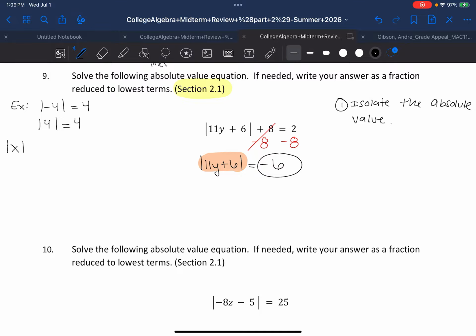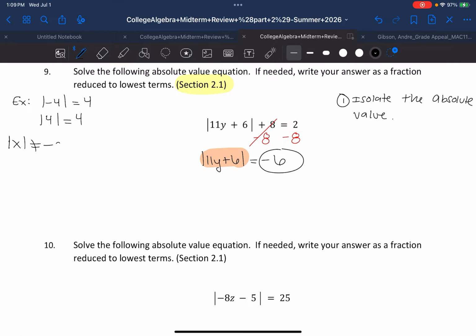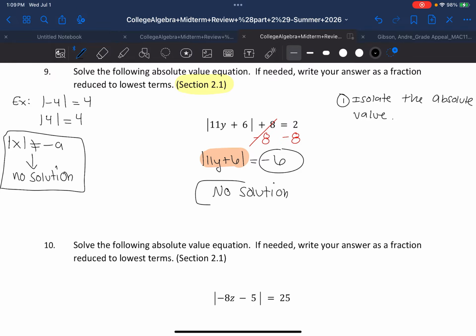The absolute value of any expression or number x cannot equal a negative number a. This means that it's no solution. It's impossible. Because whatever y is in here, after you plug in any number for y and you take the absolute value of all of that, it should be positive. So if you get the absolute value by itself and it's equal to a negative number, then it's no solution. So that is a rule. And that's the answer for number 9.